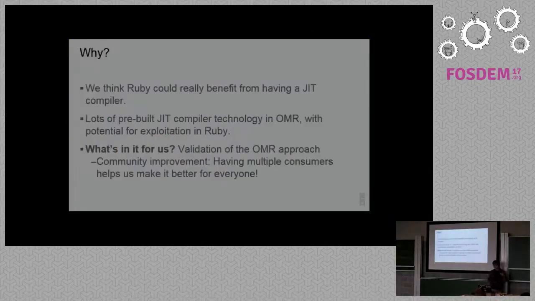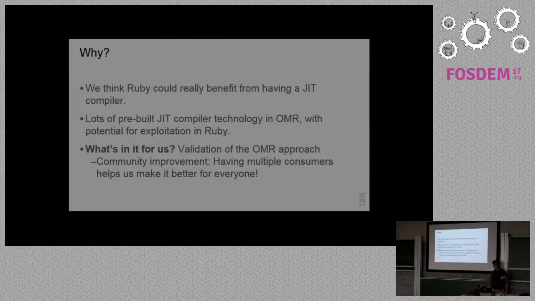You know, Ruby 3x3 is really going to be about trying to take the performance forward in big steps. And that's going to probably involve JIT. We have a lot of pre-built JIT technology from OMR, and we think that MRI will be able to exploit that. And what's in it for us is a validation of the OMR approach. We believe that we can take these pre-existing components and turn them into a recyclable toolkit for building language runtimes. And if Ruby's using it, that's proof that we did it.